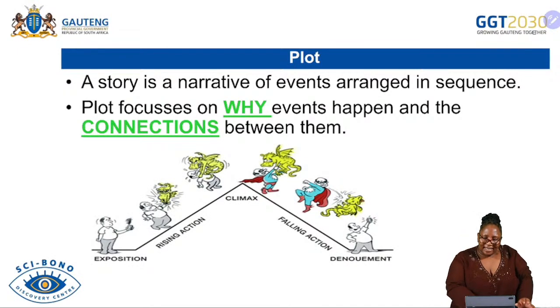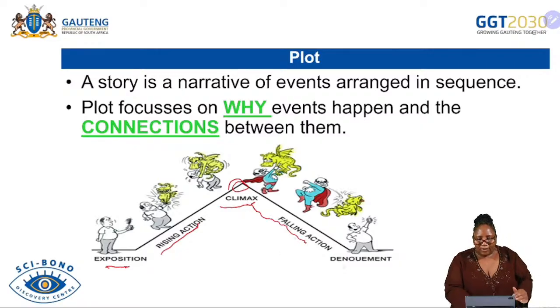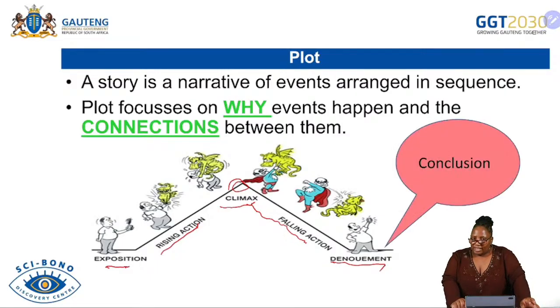Let's look at this fairy tale. It starts with the exposition. That's where the story starts. And the action rises. We have our conflict rising. And at the top there, we have a climax. And now we resolve our problem. It's a falling action and we have our denouement. Our denouement is now our conclusion.